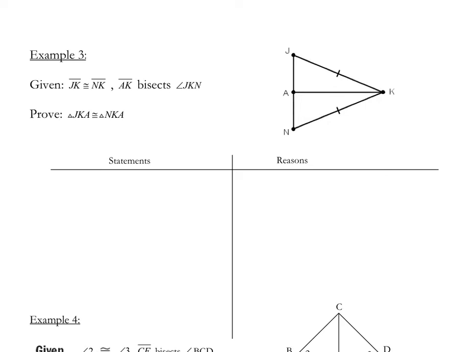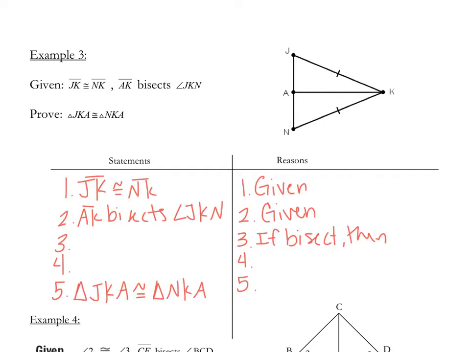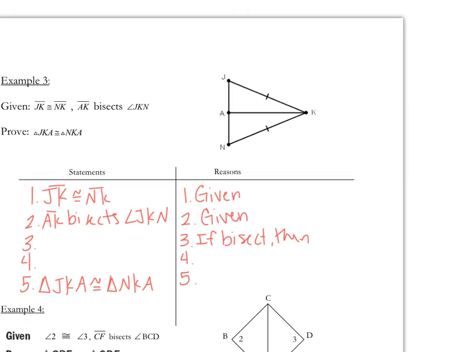So write down your first two givens and then we will talk about it. Pause it, write down your givens, see if you can write down one extra step. Okay, so I wrote down my first two givens and I noticed that I had a keyword of bisect. So then I say if bisect, then two congruent, but now I have to look. What is it being bisected?